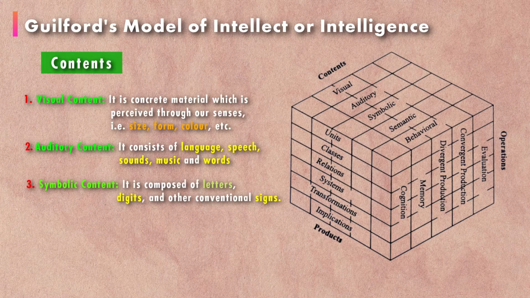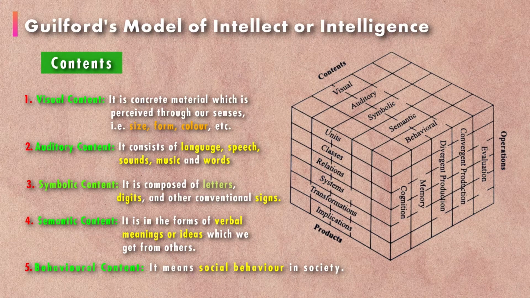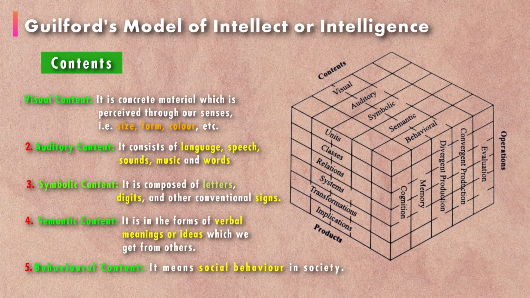Symbolic content is composed of letters, digits, and other conventional signs. Semantic content is in terms of meaning or ideas which we get from others. The last one is behavioral content, which means social behavior in society, attitudes, and expressions of people.